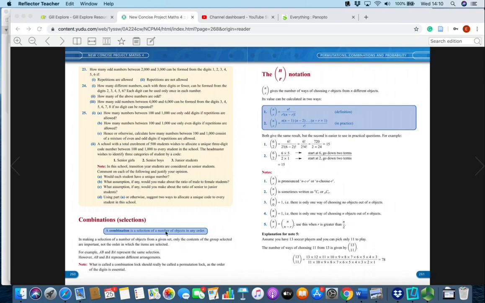Okay, so a combination is a selection of a number of objects in any order. In making a selection of a number of objects from a given set, only the contents of the group selected are important, not the order in which the items are selected. For example, AB and BA represent the same selection, but AB and BA would have been different arrangements.